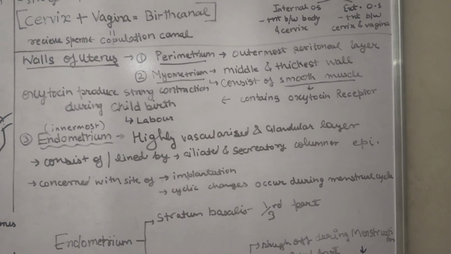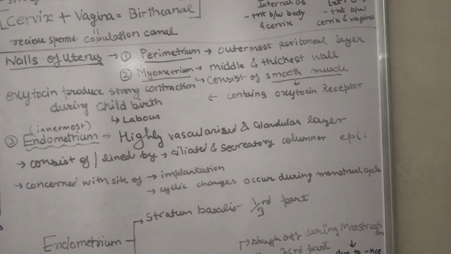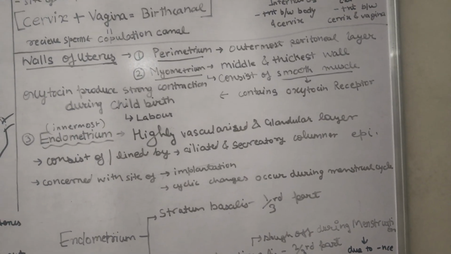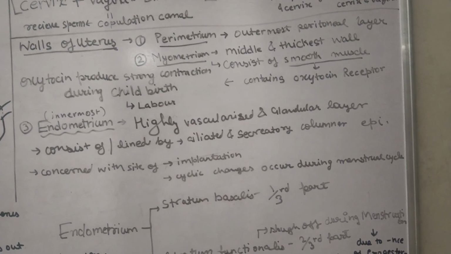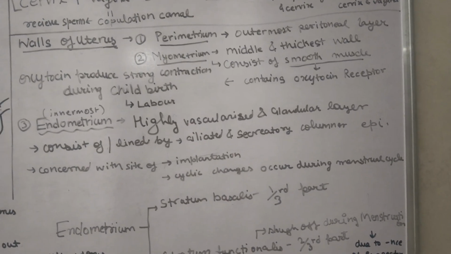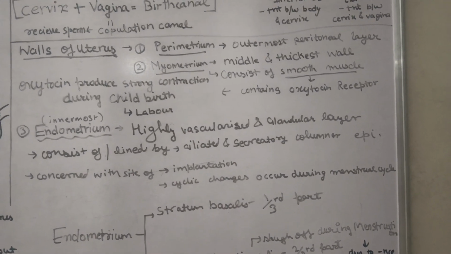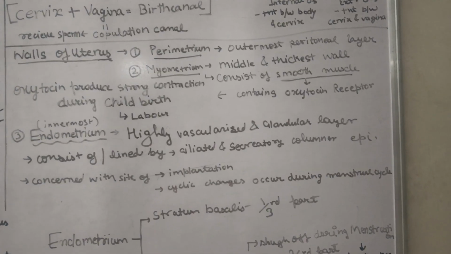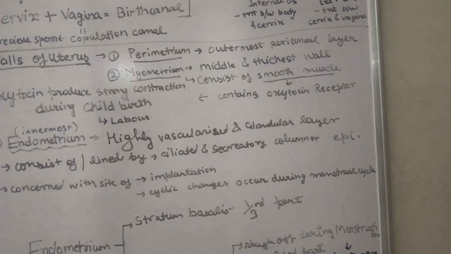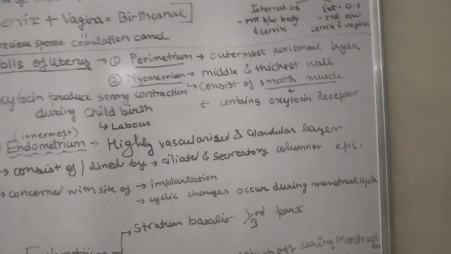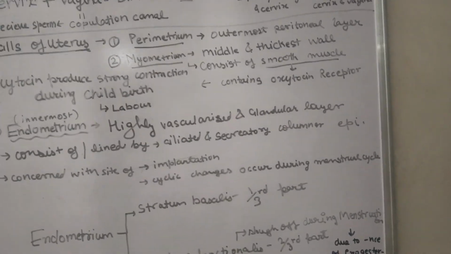Myometrium is the middle layer, and it is the thickest wall because it consists of smooth muscle. You know what? After the baby's development, we have to deliver it out. For that we need muscles, because muscles contract. So therefore myometrium is the middle and thickest wall, and it consists of smooth muscle.